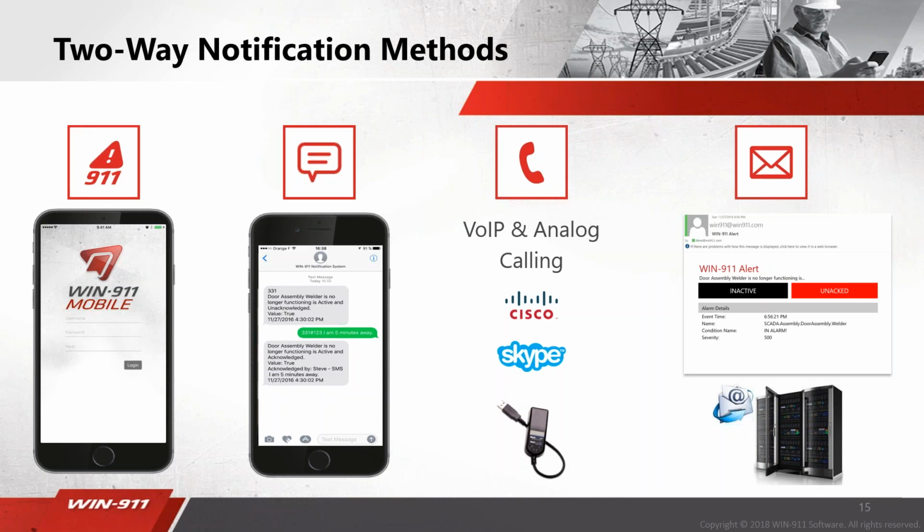We have a second type of modem that we now support. If you don't want to attach a modem directly to your PC, we have Ethernet-connected cellular modems that you can plug into a switch. And when you configure WIN-911, instead of defining a COM port, you're defining an IP address, and we'll open up a telnet session to that modem, and that's how we're sending and receiving text messages.